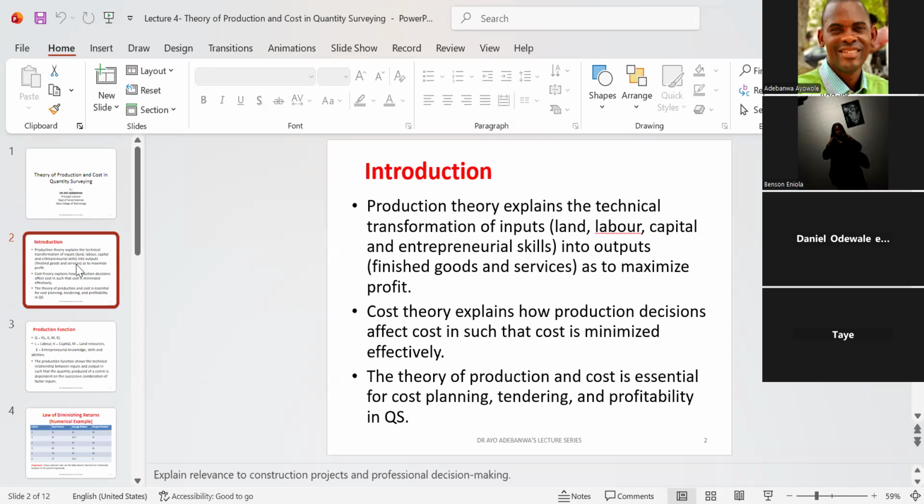Then we also have the cost theory on the other side. The cost theory explains how production decisions affect cost.